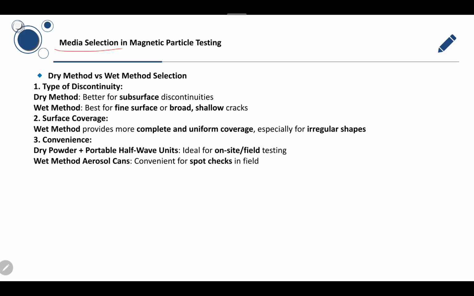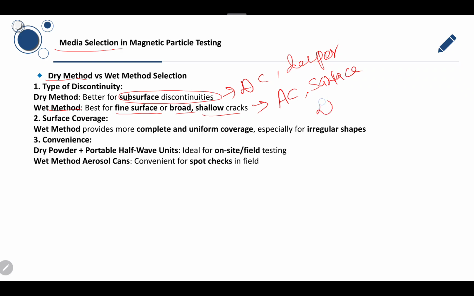Next is media selection. Choosing the right media is crucial based on the specific inspection requirements. Dry method versus wet method selection. Type of discontinuity: the dry method is generally better for subsurface discontinuities. This is often paired with DC magnetization for deeper penetration. Next, the wet method is best for fine surface or broad, shallow cracks. This is typically used with AC for surface flaws or DC for slightly subsurface flaws.